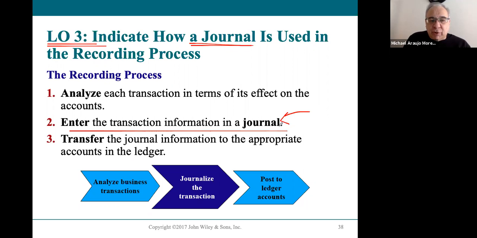Once you learn about the journal, when I see you next time, we're going to find out what happened to these numbers, which travel over to something called a general ledger. But today is just about the journal.